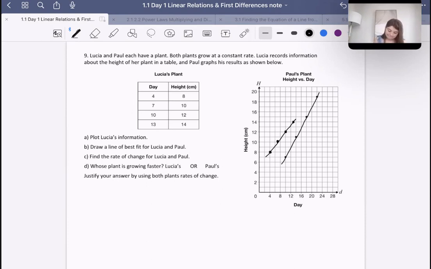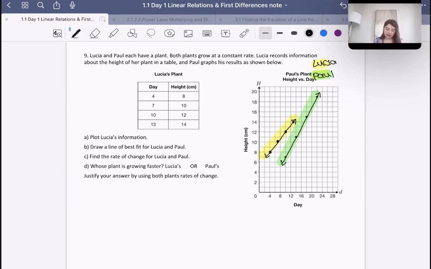Okay, and actually I'll highlight them. Let's do green for Paul's plant and yellow for Lucia's plant. Oh, oops. There we go. This is Lucia and Paul, just so we remember. And then it says to draw a line of best fit for Lucia and Paul. Well, I guess we did that. I'll draw some arrows here, but these are good enough lines of best fit that just kind of go through all the points. Find the rate of change for Lucia and Paul.